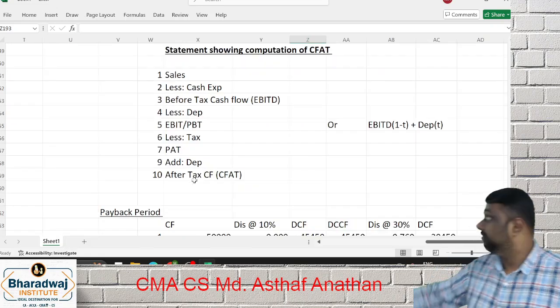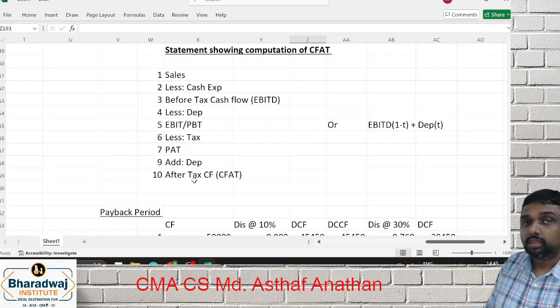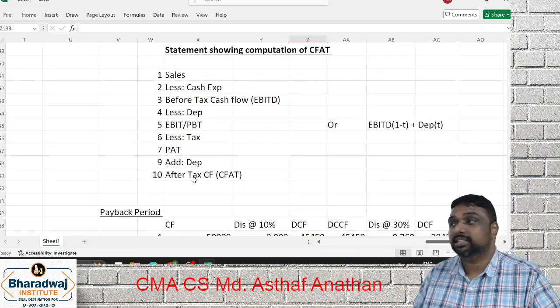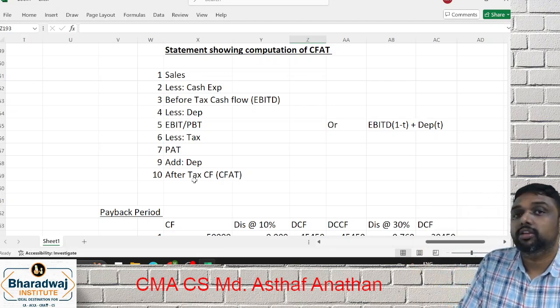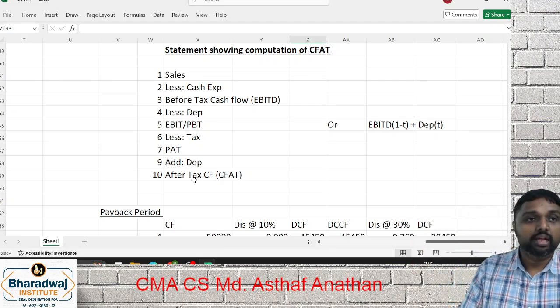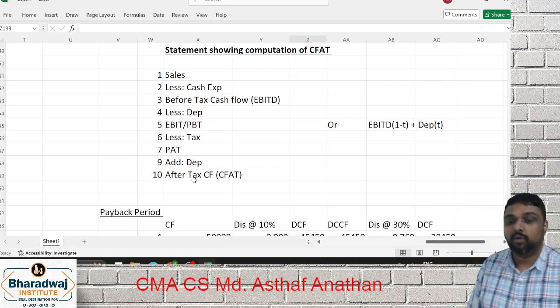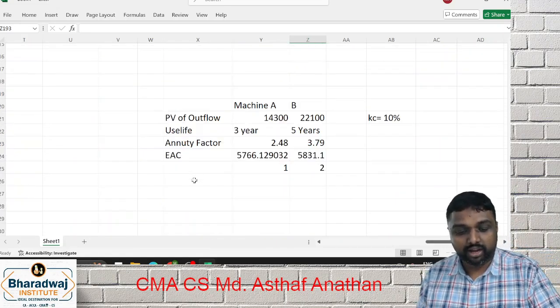They will give you the data from this statement. If any specific method is asked, you have to do that specific method. If they are not asking for any method, then the best method you have to follow for decision is NPV. The best method for decision is called what? NPV.